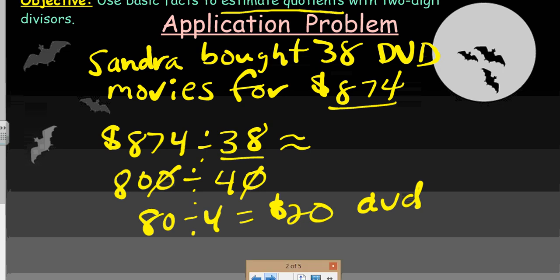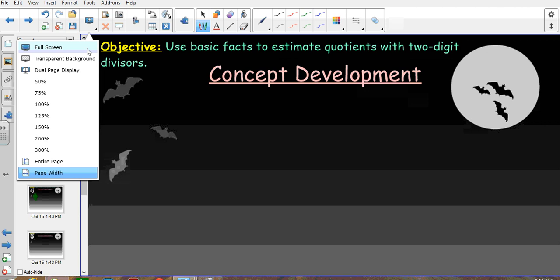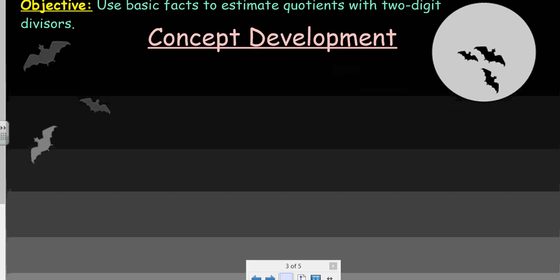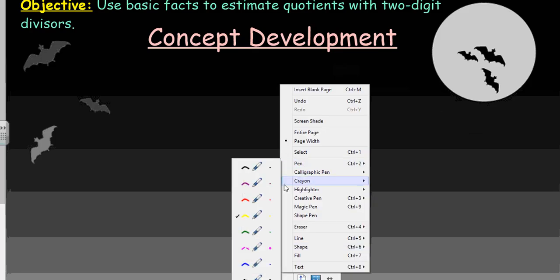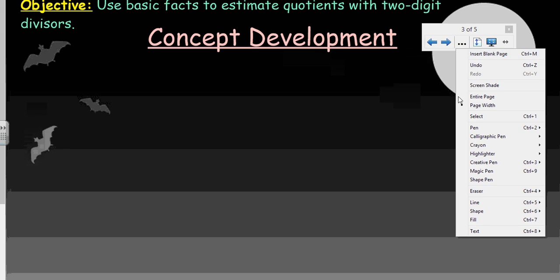Come to the next page here, and this time I think I'm going to go back to my regular pen. Make it easy on myself since that one was so large, and I probably have to change the settings for that anyway.